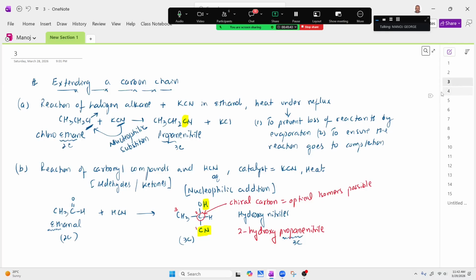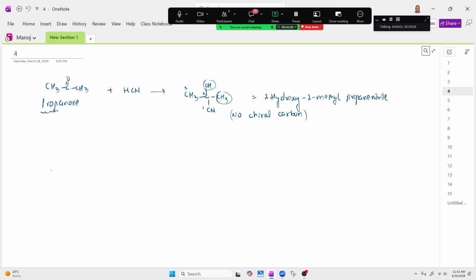So that was my second method. You can do a halogenoalkane with KCN. You can do a carbonyl compound, which could be an aldehyde or a ketone. That reaction is called nucleophilic addition, and you need hydrogen cyanide in the presence of KCN as a catalyst. Okay, two ways finished. Let's do a third way.